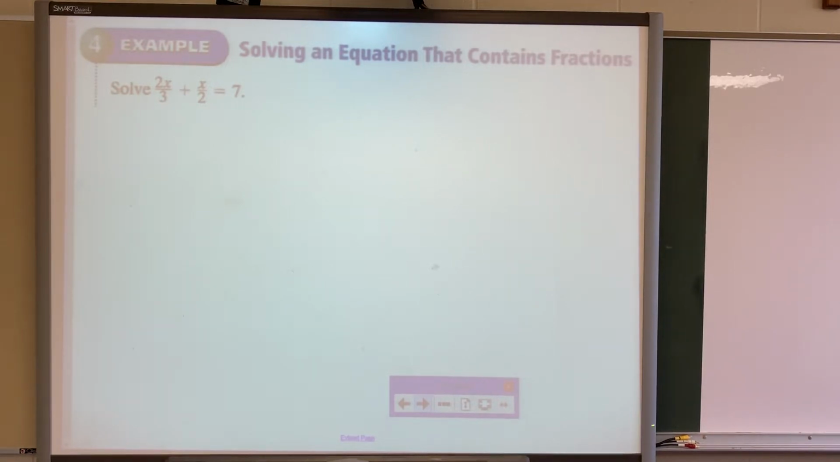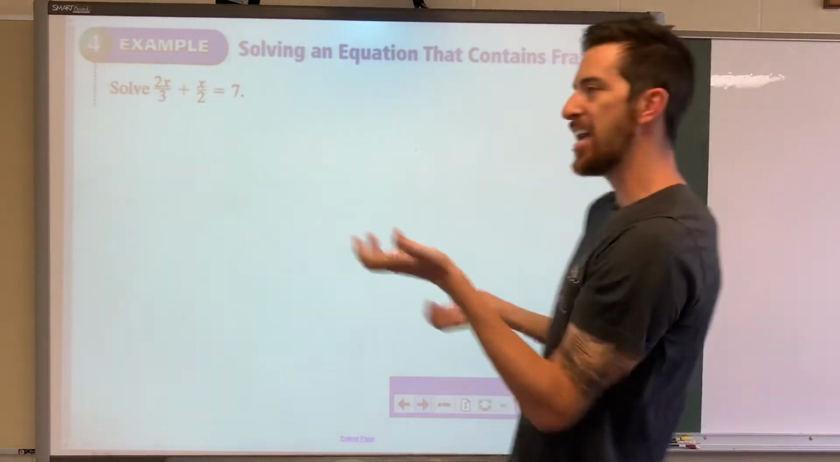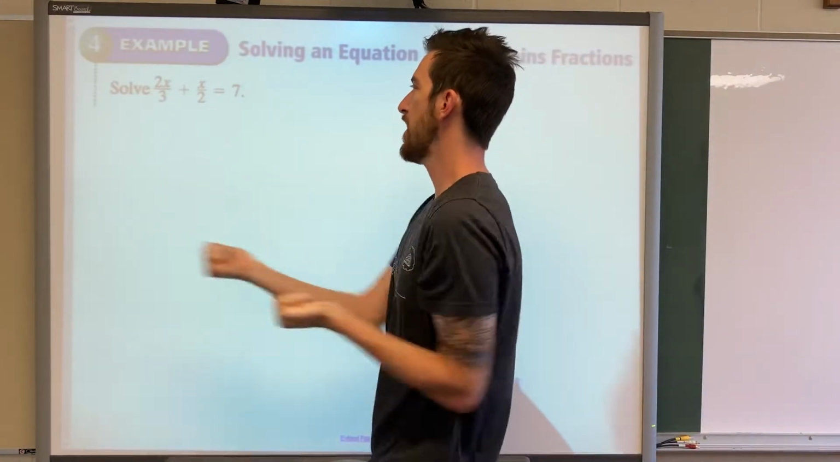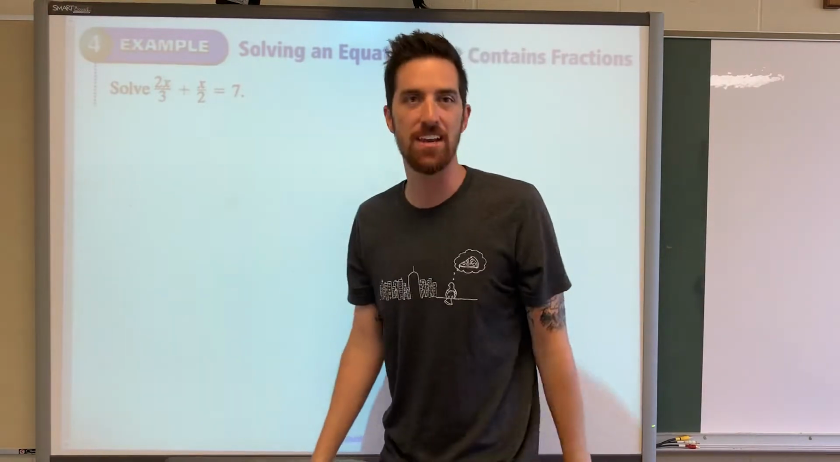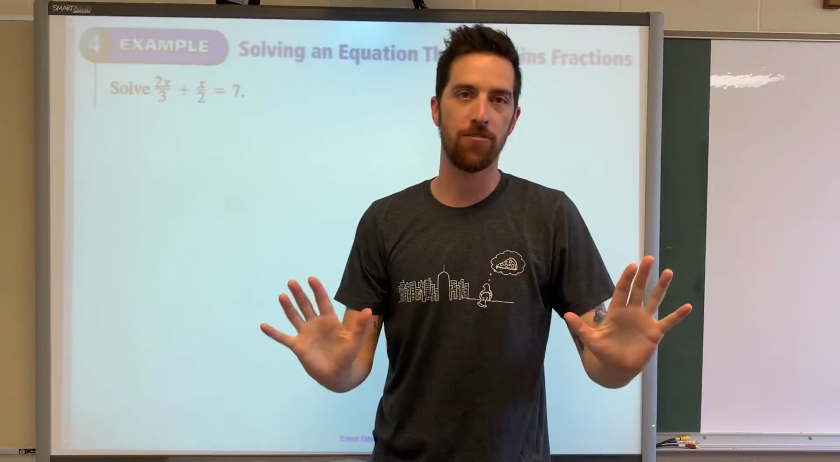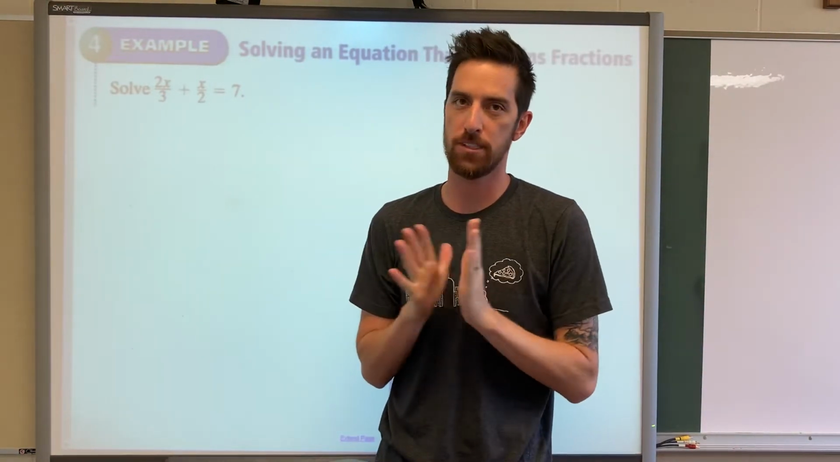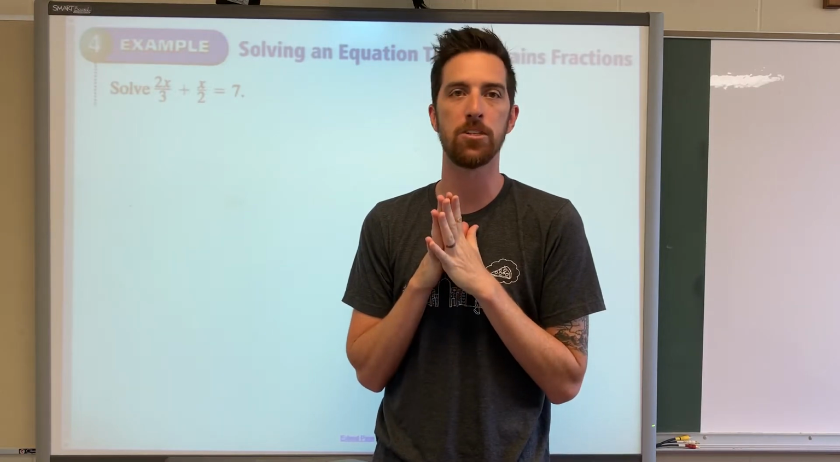This is where it gets crazy. 2x over 3 plus x over 2 equals 7. We're going to clear out all these fractions. Super important step to be able to do. It'll make these so much easier.